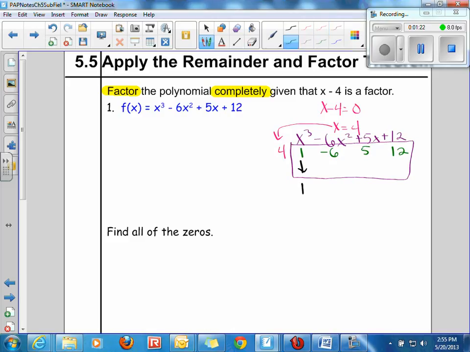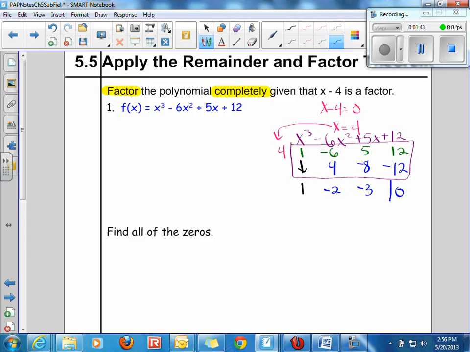Drop the 1 out, as always, when you're doing synthetic division. And then multiply in, add out. So 4 times 1 is 4. -6 and 4 is -2. -2 times 4 is -8. 5 plus -8 is -3. -3 times 4 is -12. And 12 plus -12 is 0.